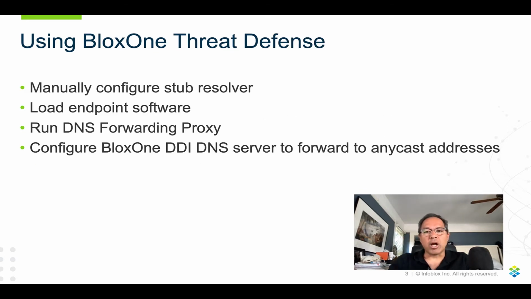You can use BloxOne Threat Defense by configuring your stub resolver to query one of our Anycast addresses directly, or you can load our endpoint software on your client, or you can run our DNS forwarding proxy on your network and let clients use that. And of course, you can configure your BloxOne DDI DNS servers to forward queries to our Anycast addresses. And it's this last option that we're the most interested in today.